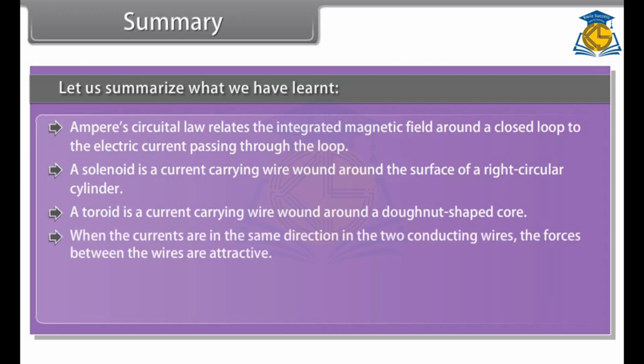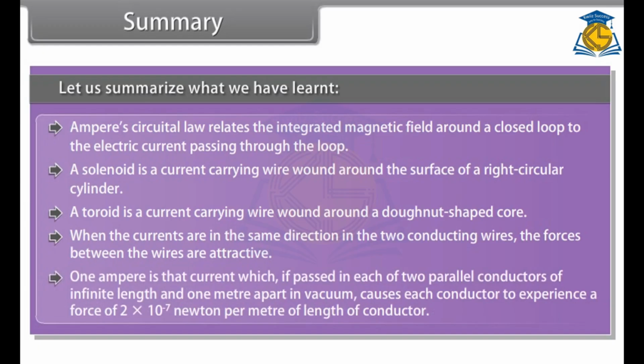When the currents are in the same direction in the two conducting wires, the forces between the wires are attractive. 1 ampere is that current which, if passed in each of the two parallel conductors of infinite length and 1 meter apart in vacuum, cause each conductor to experience a force of 2 into 10 raised to the power minus 7 Newton per meter of length of conductor.